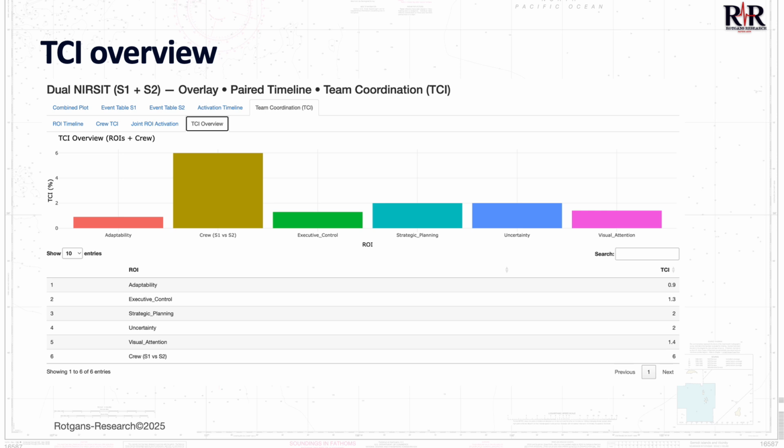Because the TCI is normalized to a 0 to 100 scale, we can directly compare across different runs, crews, or training sessions. Over time, this provides a clear, quantitative way to track improvement in coordination skills and to identify specific areas where training or automation support might be needed.